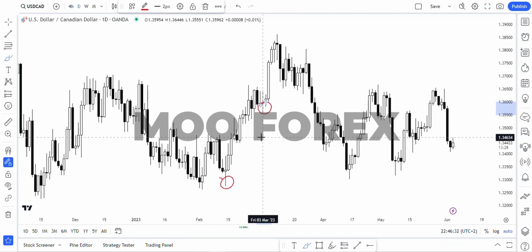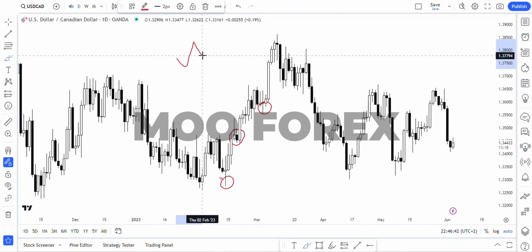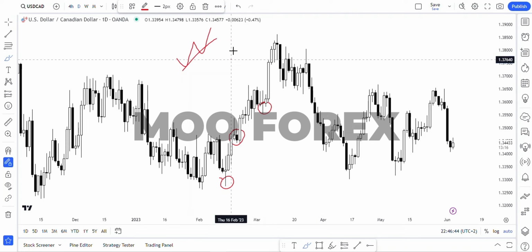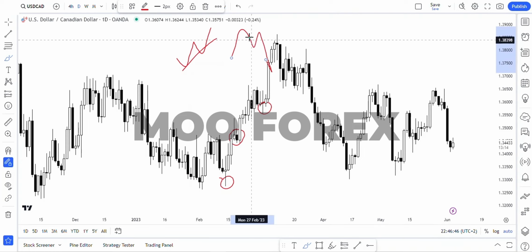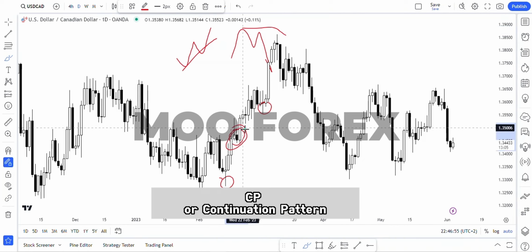Now you can ask me, why not connect this one? No guys, we are just connecting the bellies and peaks, right? Like we are connecting the bellies and we are connecting the peaks. This one here is not a belly, it is not anything. This is just a CP, a continuation pattern. Okay, this is a continuation pattern.